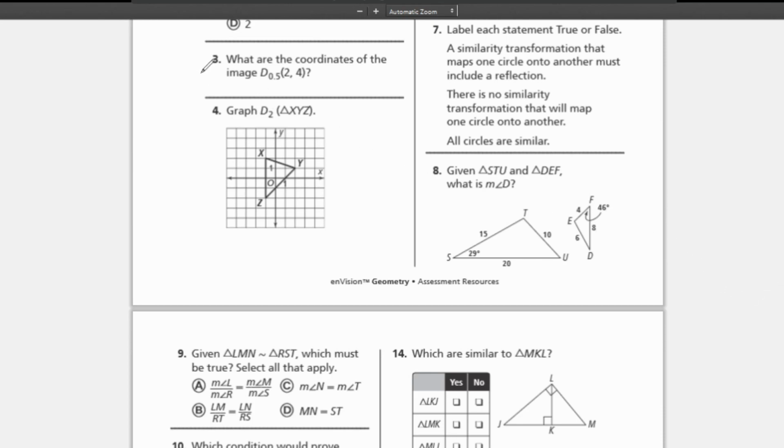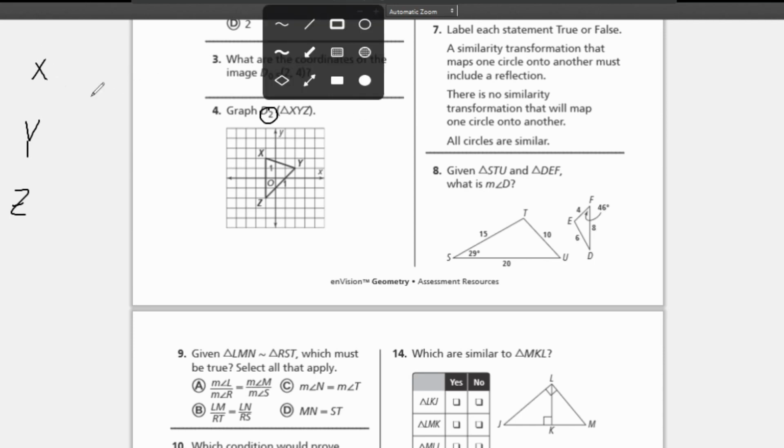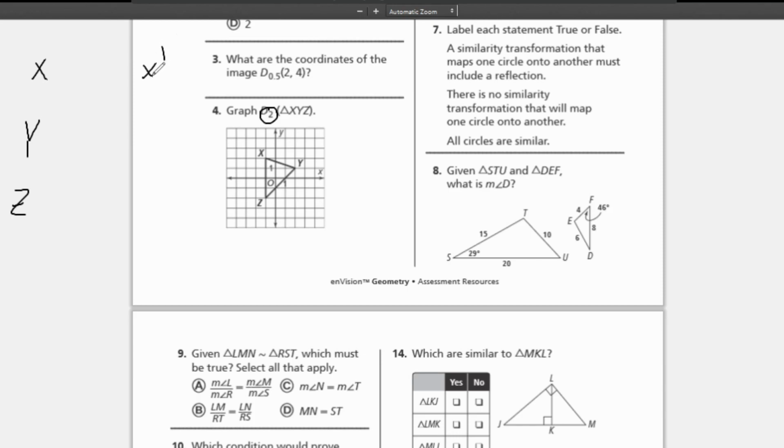Now, question 3 is very similar to what we're going to do for question 4. They're just not handing us the coordinates. They did hand us the scale factor, and we're just going to simply find the coordinate of each of our points. And then to find our prime, we're just going to take those and dilate them by 2. And we'll have our answer.